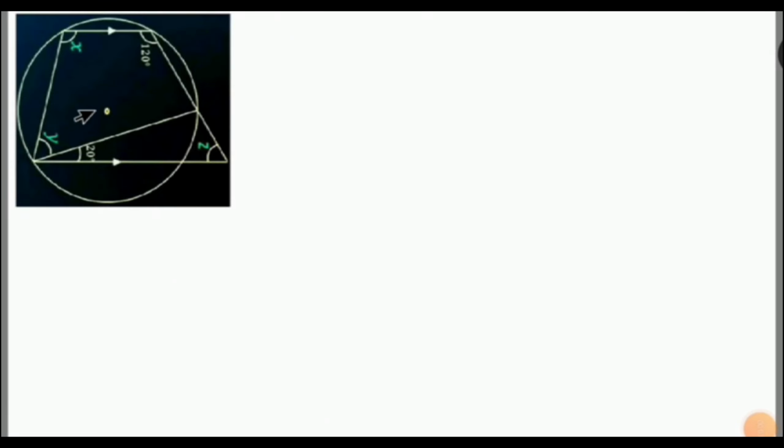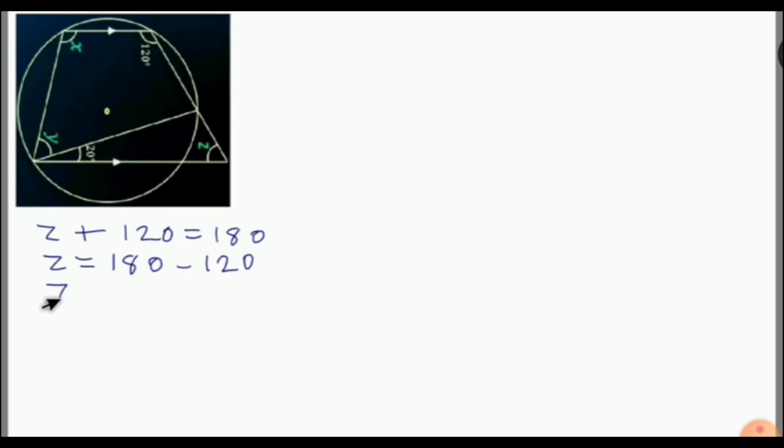Now, in this question, we are to find all the unknowns, x, y, and z. The first thing I would like to do now, if you look at this line, it is also parallel to this. So I can say that z plus 120 is equal to 180. Sum of interior opposite angles is equal to 180. So z is equal to 180 minus 120. Therefore, z is equal to 60.